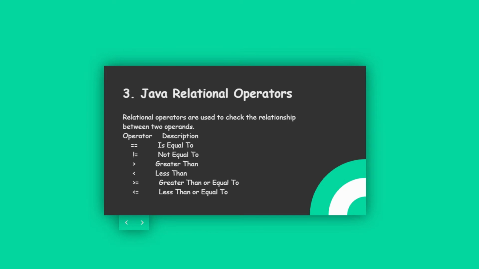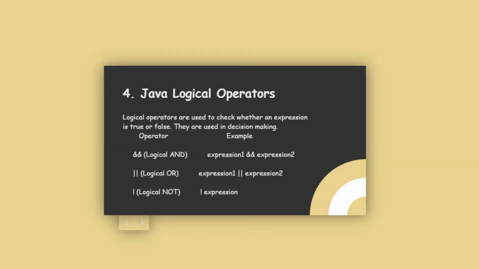Relational operators are used to check the relationship between two operands. For example, we have two variables a and b. To check whether a or b is greater, we have to use the greater than or less than sign, and that less than or greater than sign is called a Java relational operator. As you can see on the screen, these are some Java relational operators. Let's move on to the next operators, that are logical operators.